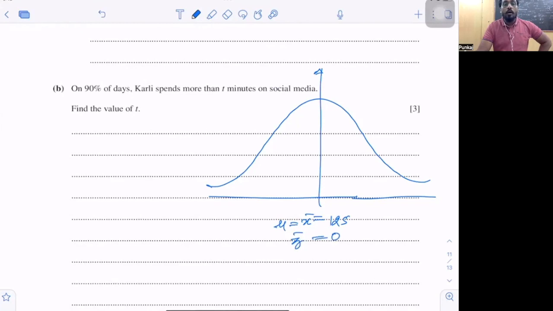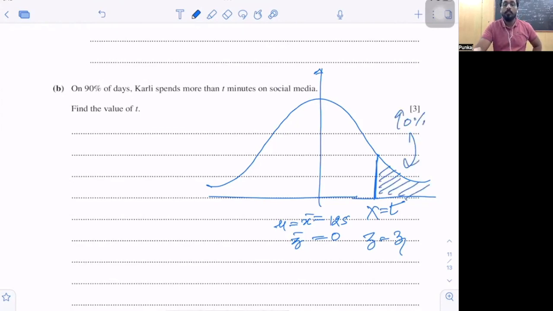Now, there will be T somewhere, isn't it? I don't know where this T is going to be, but Carla will be spending more than 10 minutes on social media. So if I take T on this side, let's say this is X equal to T. There will be some value of Z, let's say Z1, I don't know. But then 90% of the days, so 90% of the time, Carla should be spending more than 10 minutes. So this value should be 90%.